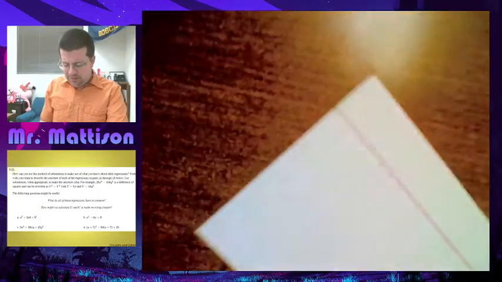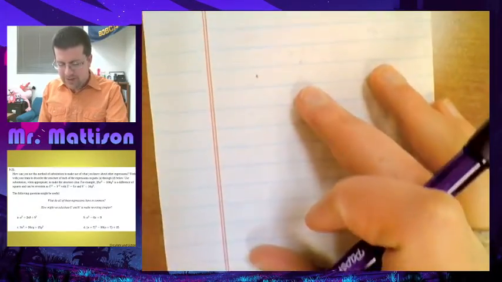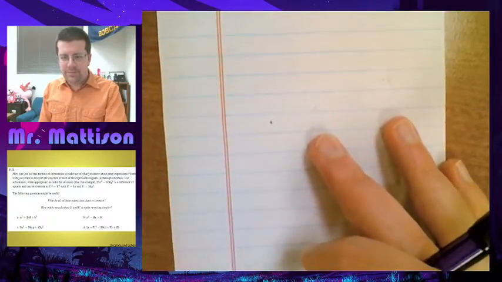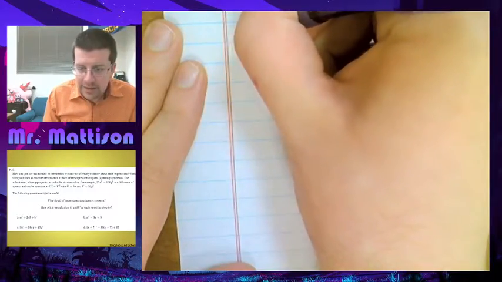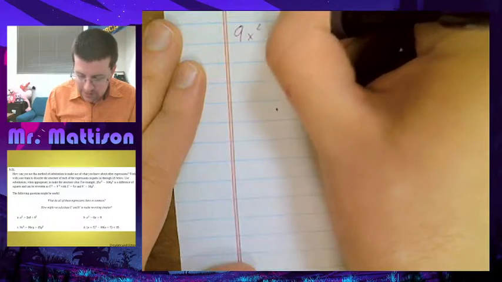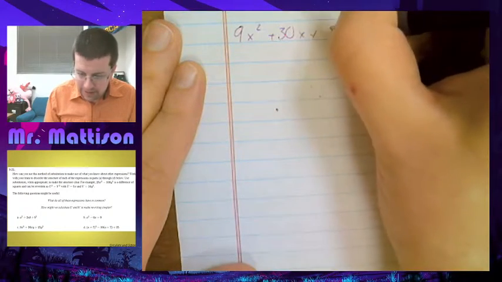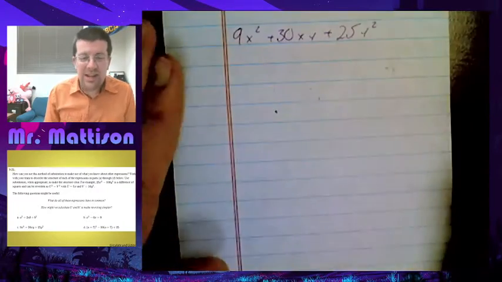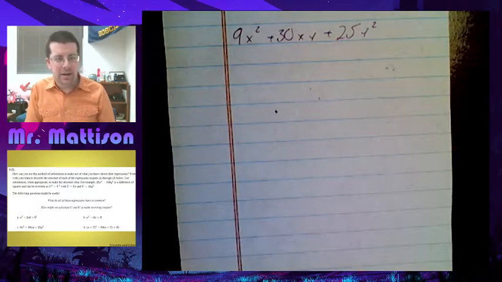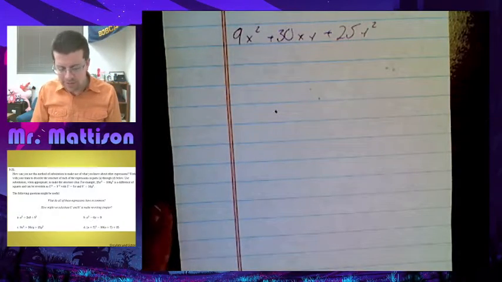Okay, take a look on the other side here. So C, we have 9x squared plus 30xy plus 25y squared. So that's nasty, right? We got some big, ugly numbers there. So let's do a u substitution.